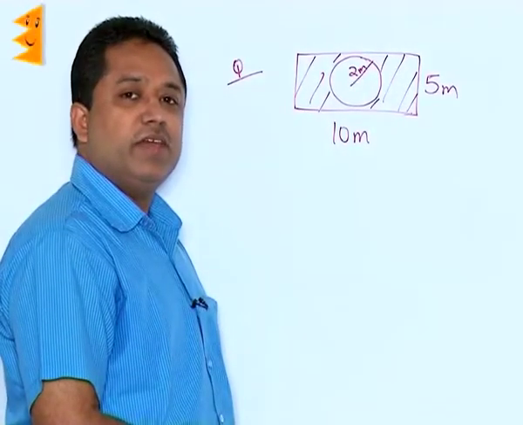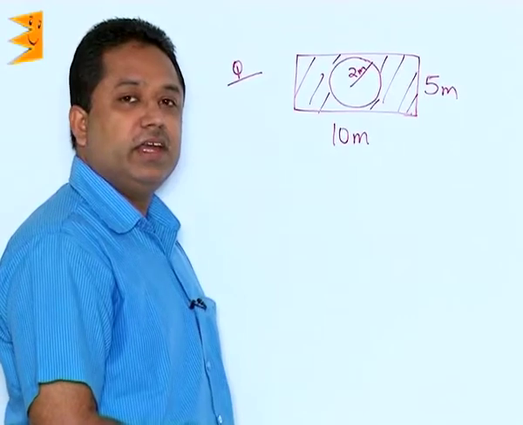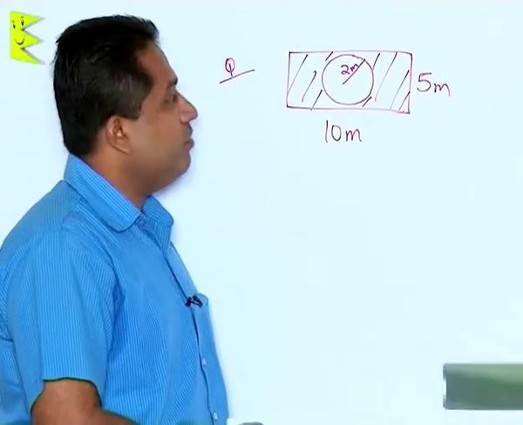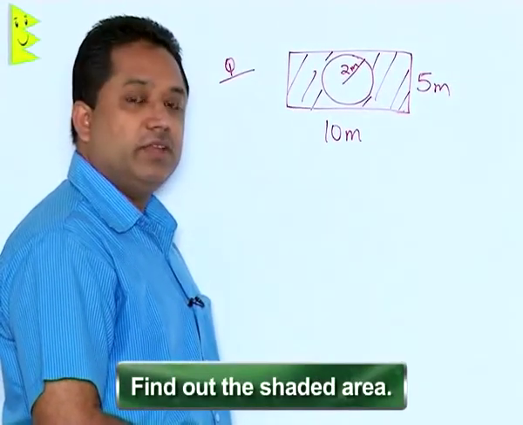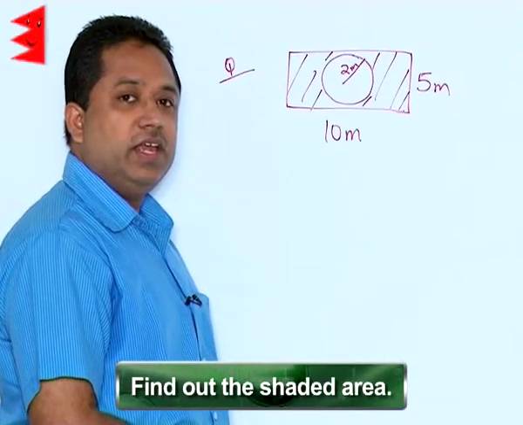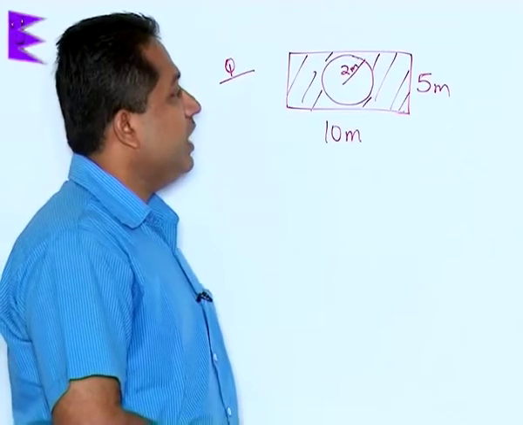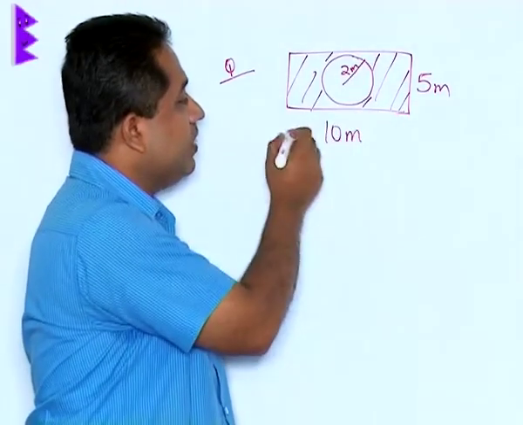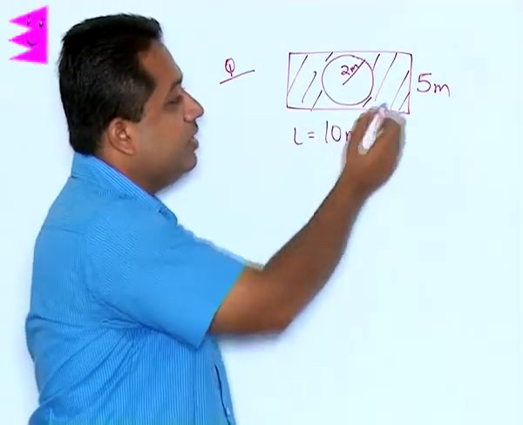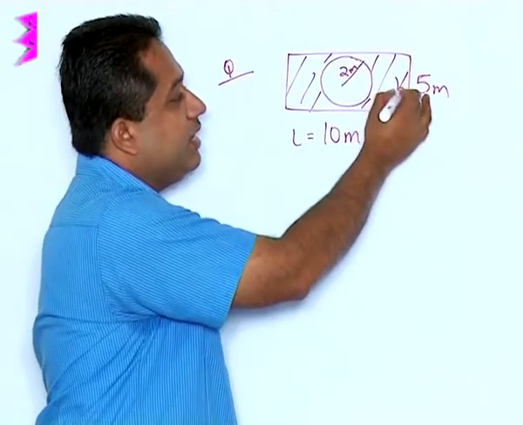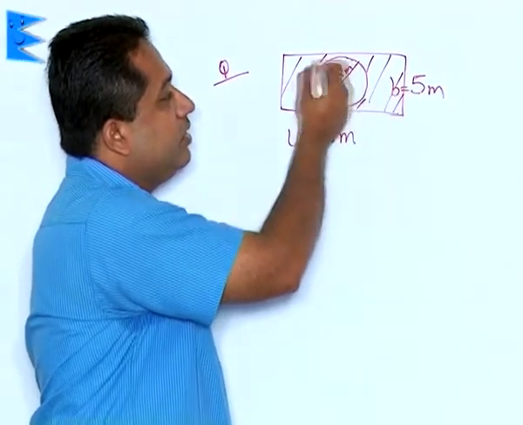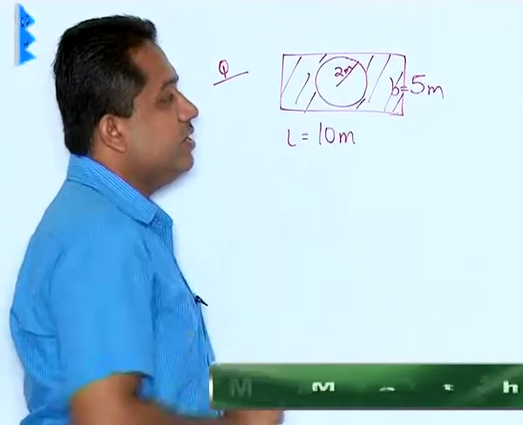In this question we have a rectangle, and inside the rectangle you will find a circle, and we have to find out the shaded area. That means the area inside the rectangle not including the circle. The length of the rectangle is given to us as 10 meter. The breadth of the rectangle is given as 5 meter. The radius of the circle is given as 2 meter.